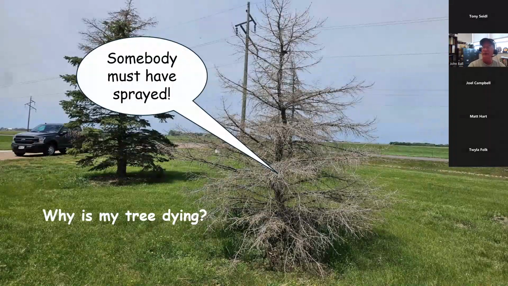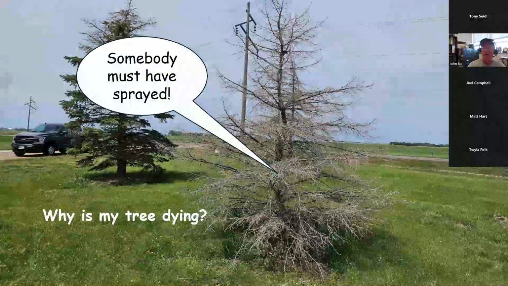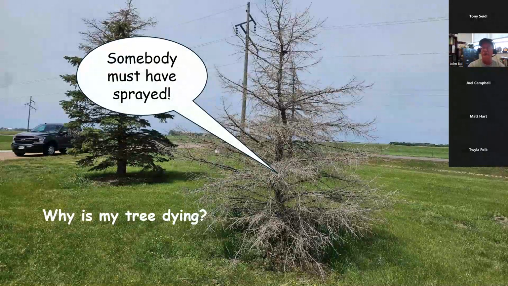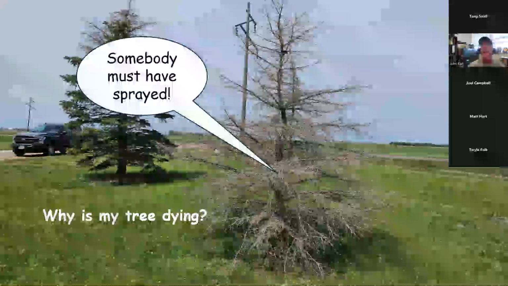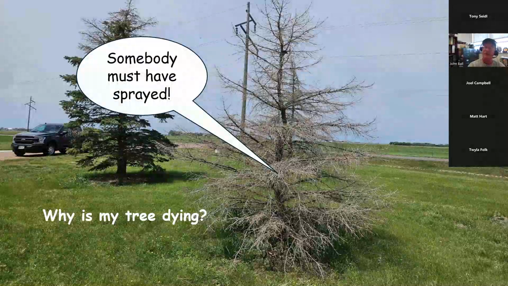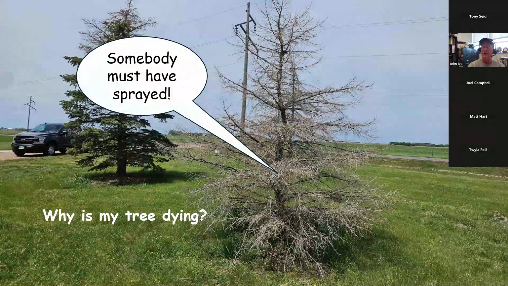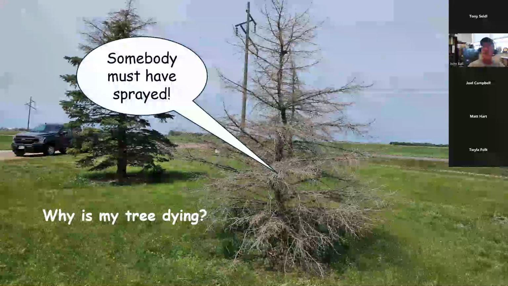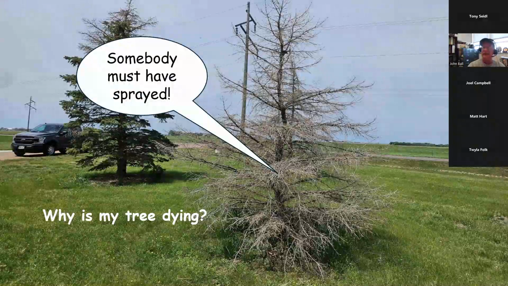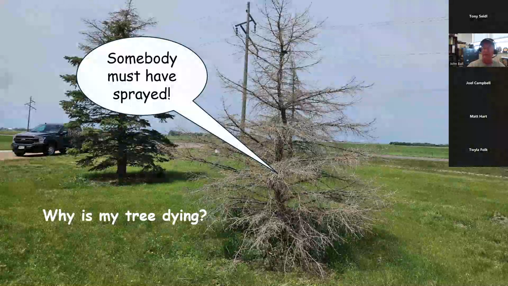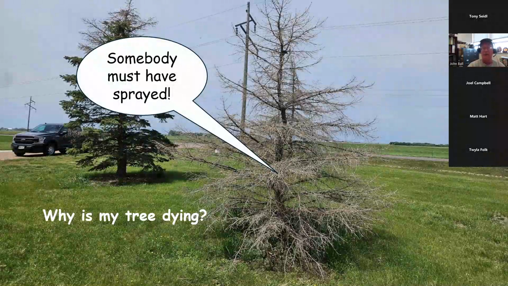This is one of my very common calls. Why is my tree dying? And since it's a blue spruce, there's many possibilities. But one that I'm frequently asked is, did somebody spray? So let's go through how complicated this issue is and how we can work at trying to figure out if herbicide is one of the possible culprits.